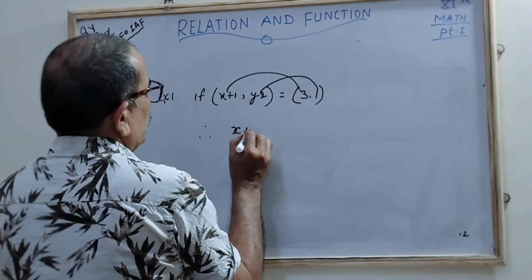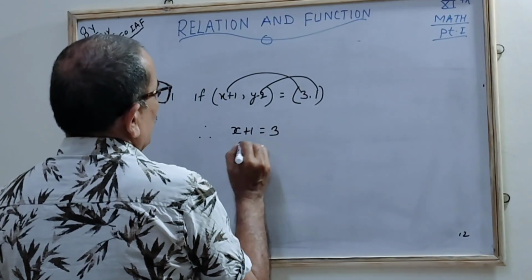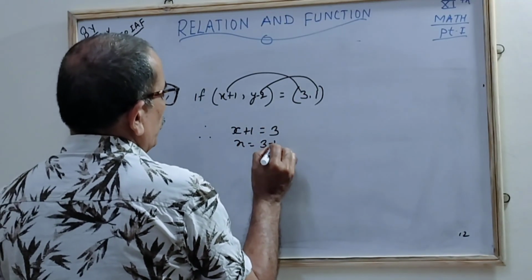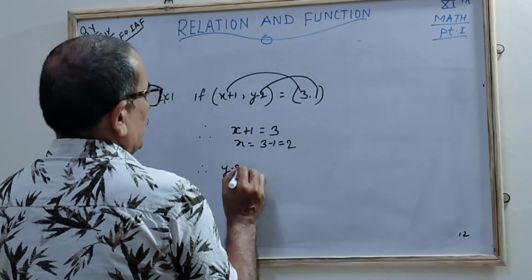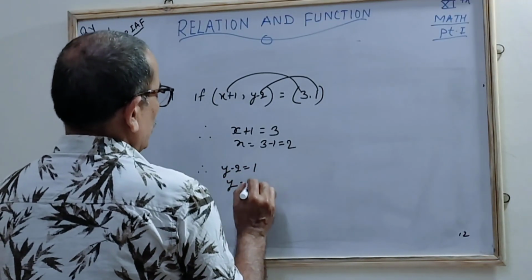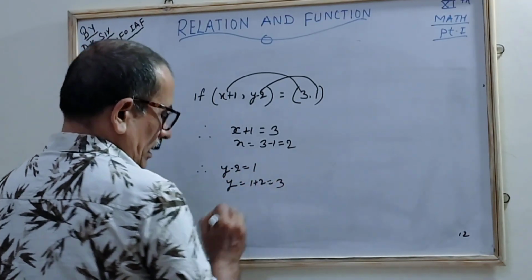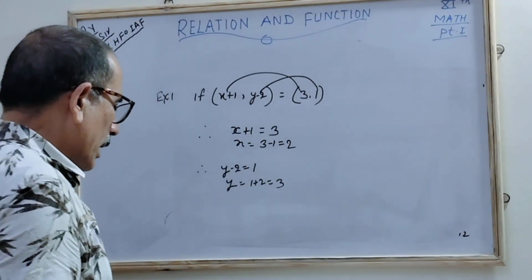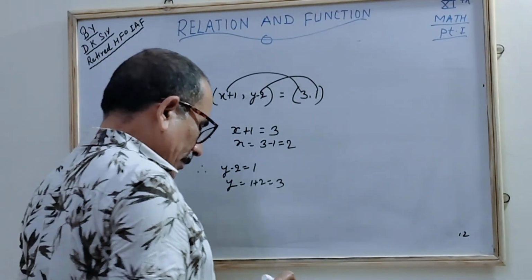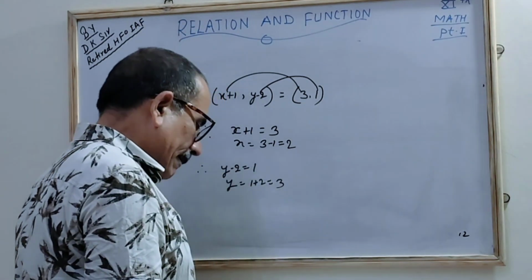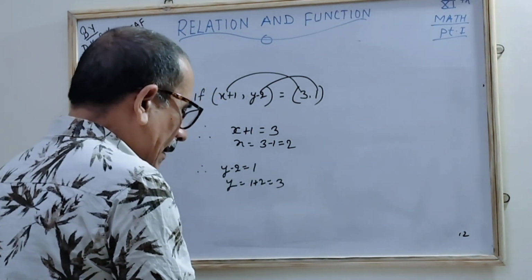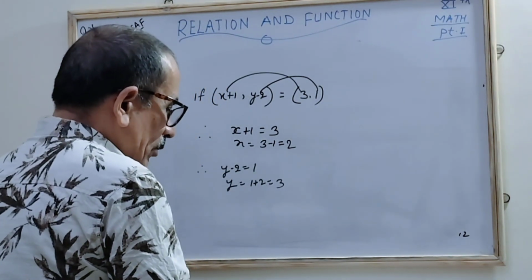x + 1 is equal to 3, so x is equal to 3 minus 1, which is 2. In the same way, y minus 2 is equal to 1, so y is equal to 1 plus 2, which is 3. So you got it: 2 and 3 become the answer, the values of x and y. There are many examples; please do them. I think you are able to do it.